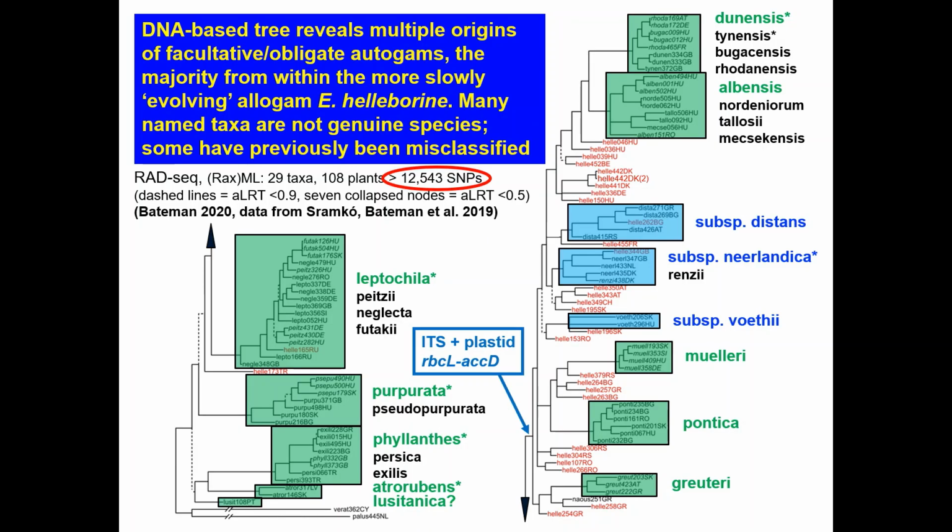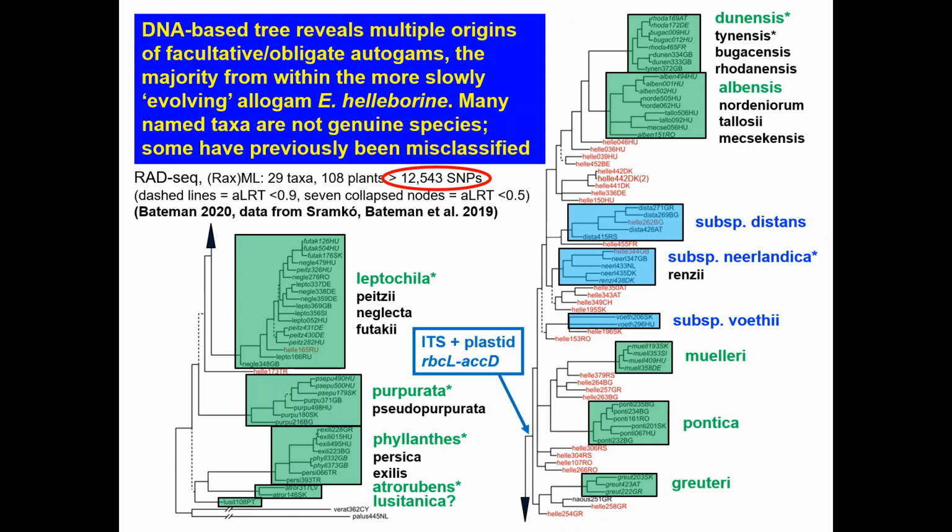Instead, I'll be focusing the remainder of this talk on this particular analysis, which we ran a couple of years ago using the cutting-edge RADseq technique, a next-generation sequencing technique, which, as I've shown in this red oval, generated 12,543 variable sites, variable characters that we can use to reconstruct the evolutionary history of these supposed species.